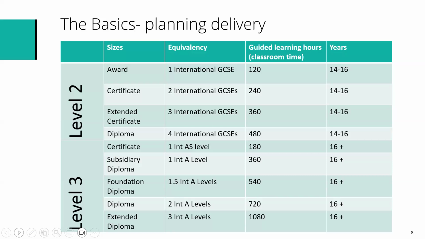You can see here how the Level 2 qualification looks against the equivalencies of other similar standard of qualification. So the smallest size of qualification would be the award, and that's the equivalent of one international GCSE with 120 guided learning hours. The largest Level 2 qualification is the diploma, which is the equivalent of 4 international GCSEs with 480 guided learning hours. And you can see there how those guided learning hours are made up of those mandatory and optional units. You can also see from this slide the progression routes onto the Level 3 programmes.